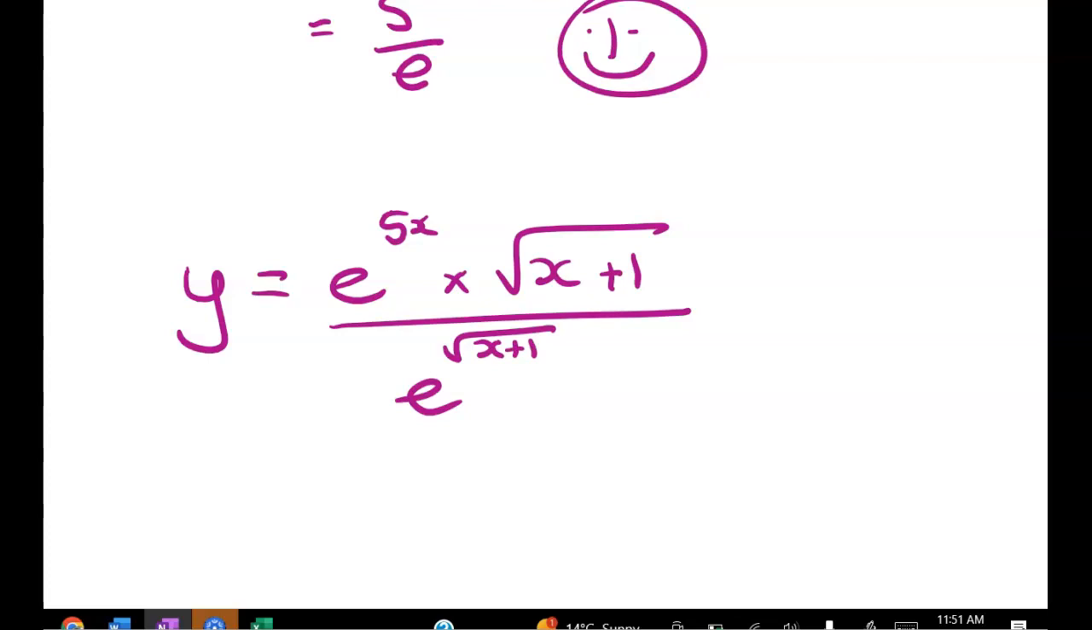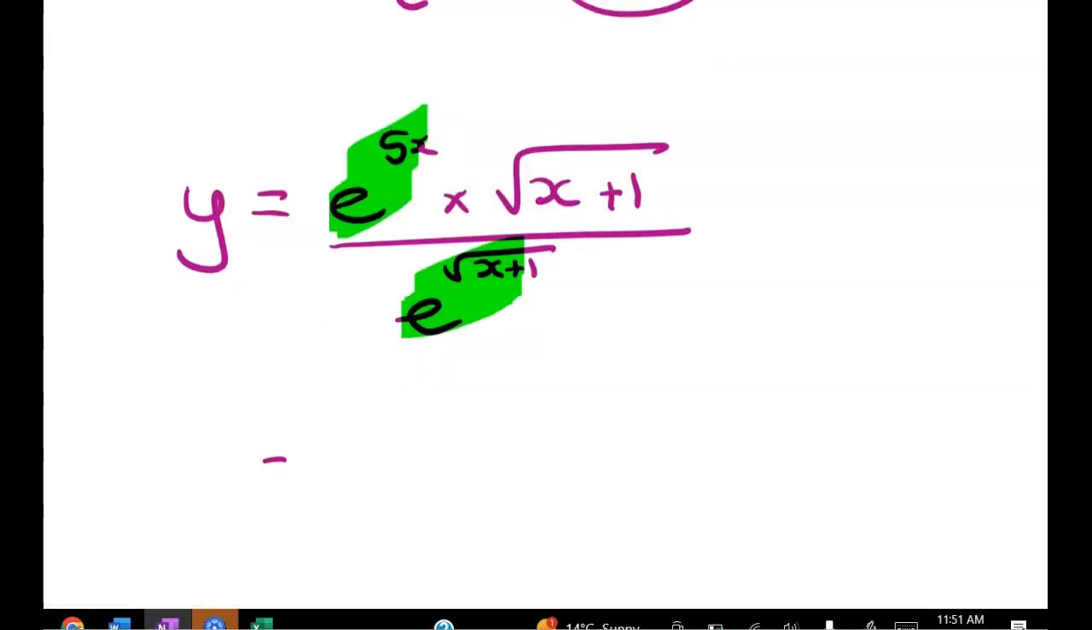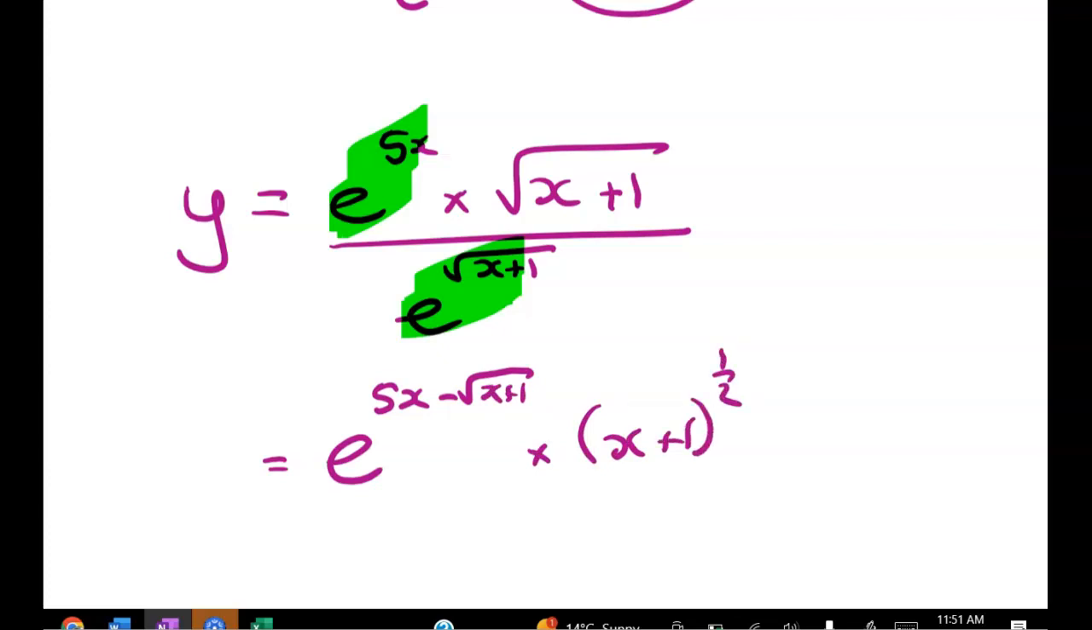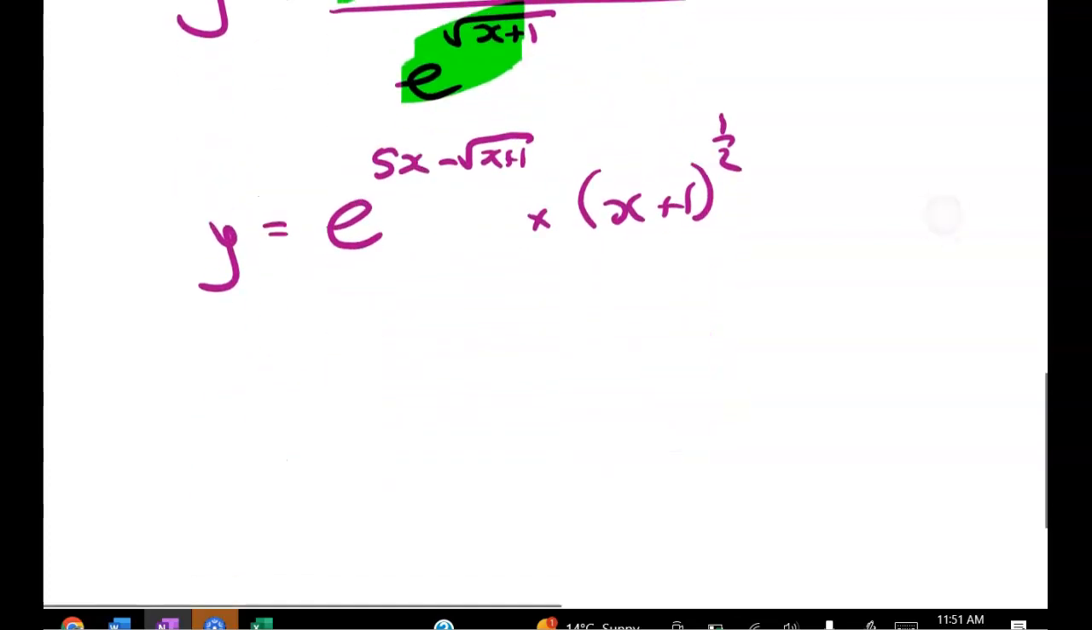And I thought, oh yeah, it's going to be quotient rule. It's actually not quotient rule. It's easier than that. It's just the product rule because you've got a common base here. So the first step we can do here is a simple rewrite where we get e to the 5x minus root x plus 1 times x plus 1 to the half. So if we just get on with it, we're going to do the product rule.